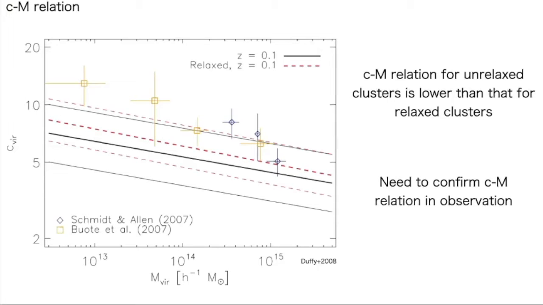They divided the sample into some bins by using their masses, and for those samples they measured the concentration. The differences between these lines are redshift, so please look at only one line. The dotted line shows the result for the relaxed samples, and the solid line is for all samples. As you can see, the mass-concentration relation for the unrelaxed sample is lower than that for the relaxed clusters.